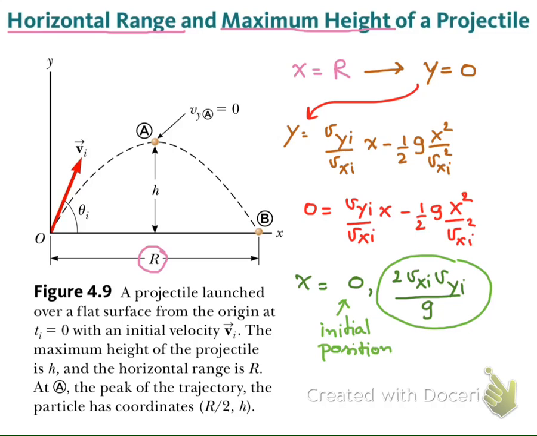Okay, so once we choose the second solution, we have that R is equal to 2 Vxi Vyi over g. Okay, so we have the horizontal range of a projectile from this equation.